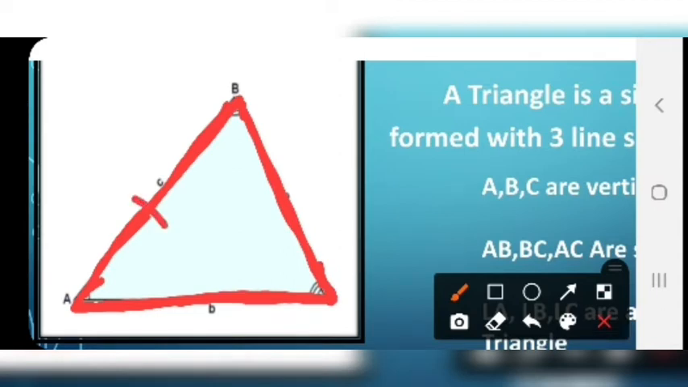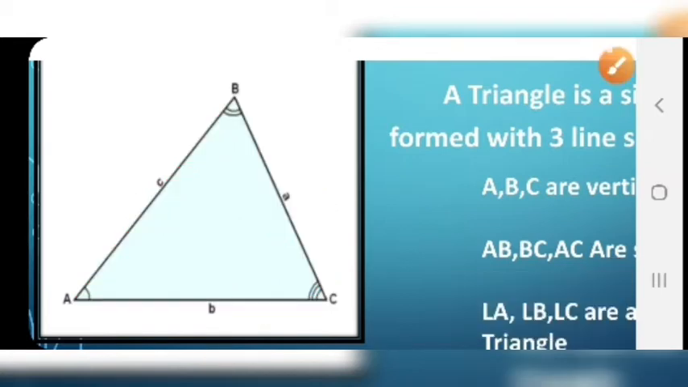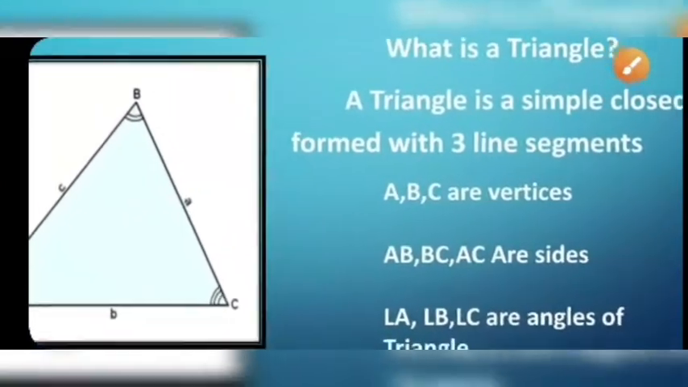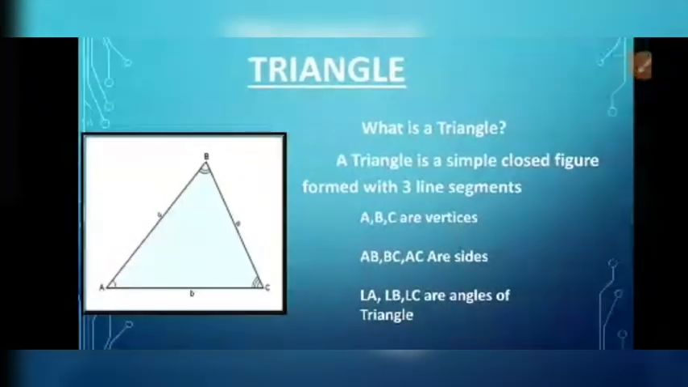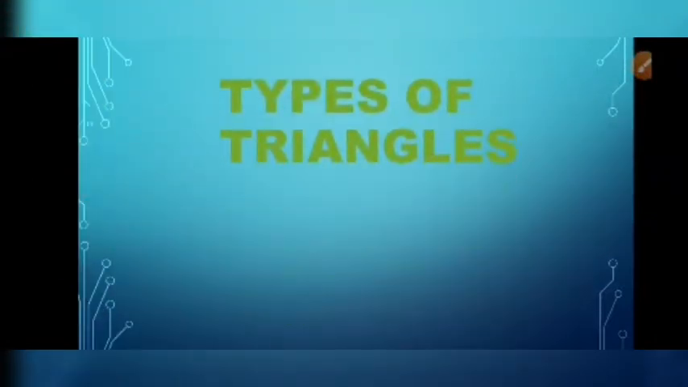Three sides AB, AC, BC. So a triangle is a simple closed figure formed with three line segments. A, B, C are vertices, AB, BC, AC are sides. Angle A, angle B, angle C are angles of the triangle. By measuring the lengths of sides and the angles, triangles can be classified into 6 types. So, let us discuss the types of triangles.